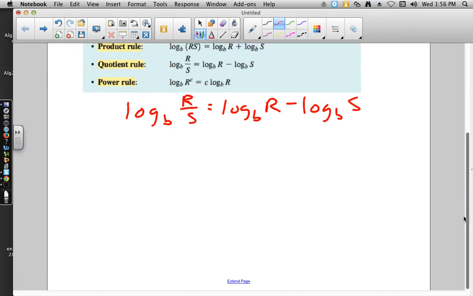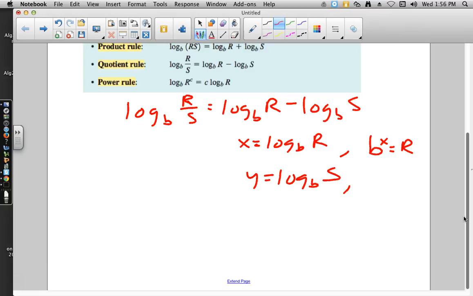So here's what we need to do. We need to get this in an exponential form that's going to make sense to us. So what we would do is we would say, all right, here's what I know. I'm going to make x equal the logarithm base b of r, because I can snail shell that, exponentiate it, and it'll look good. And let's make y equal to the logarithm base b of s, and I can do the same thing there. So if I snail shell, this says b to the x equals r. And if I snail shell this one, it says b to the y equals s.